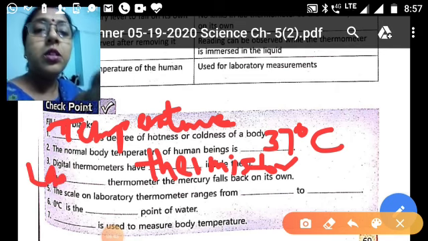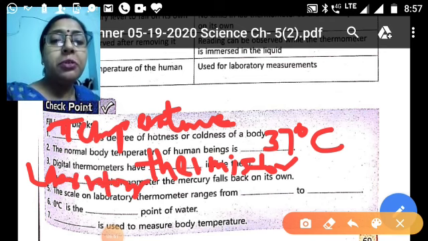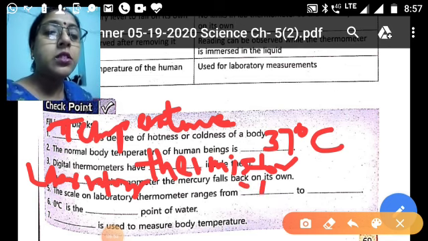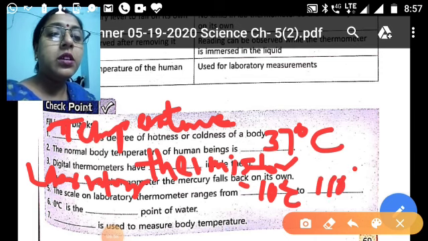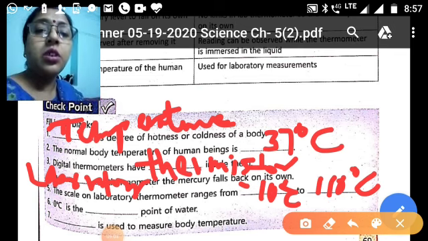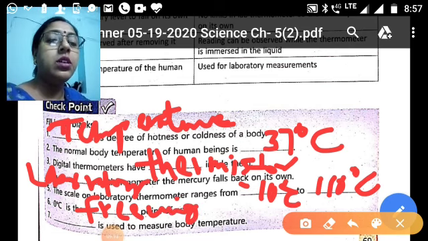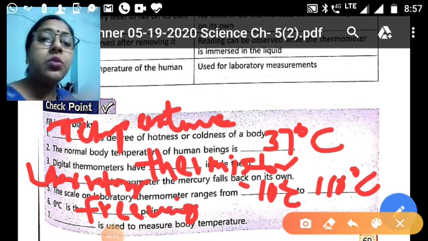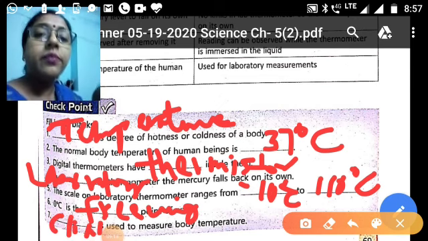In which thermometer does the mercury fall down? Laboratory thermometer. And the scale on the laboratory thermometer ranges from -10 to 110 degrees Celsius. And 0 degrees is called the freezing point of water, F-R-E-E-Z-I-N-G. And last, the clinical thermometer is used to measure the temperature. So you will write clinical thermometer.